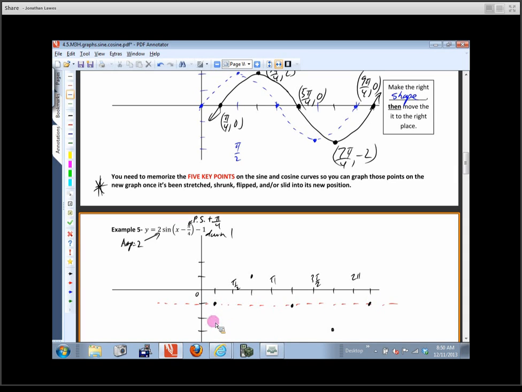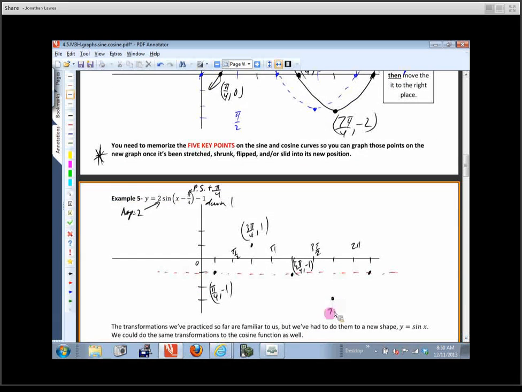So this point is going to be pi fourths, comma, negative 1. Just took that point and slid it down 1. This point right here is going to be 3 pi fourths, comma, 1. This point right here is going to be 5 pi fourths, comma, negative 1. And this point right here is going to be 7 pi fourths, comma what? Negative 3, because we went 2 units below that center line. And then we're right back here at 9 pi fourths, comma, negative 1.